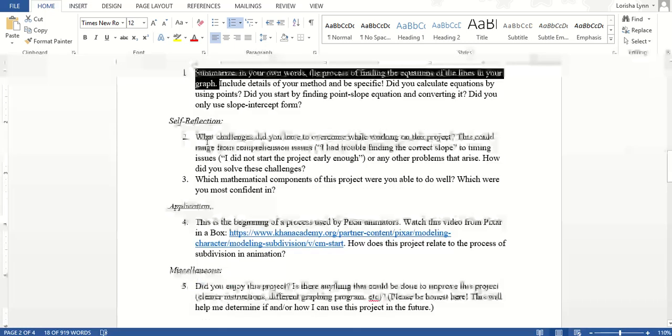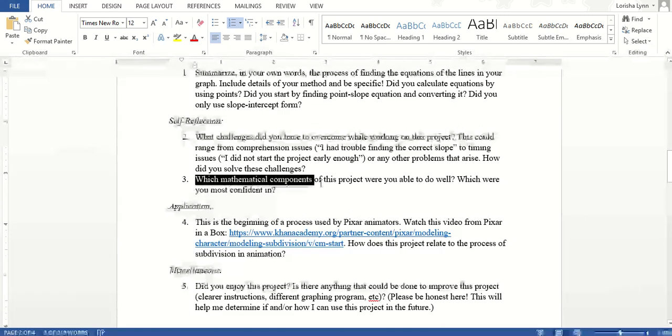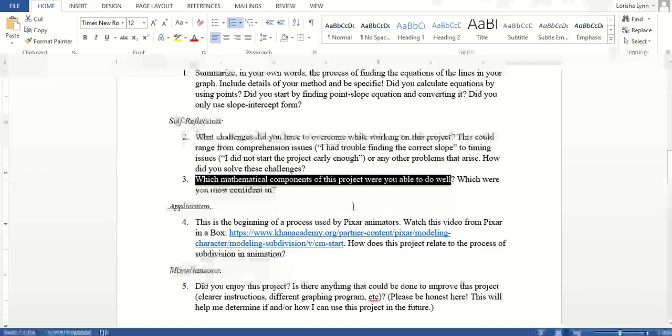All right. You're going to say what challenges did you have to overcome while working on this project? So it could be challenges with the math, like I just had trouble finding the slope. It could be challenges with the project in general, as in I did not start the project early enough. And then how did you work through these challenges? I want to know which mathematical components were you able to do well? Which ones do you feel really confident in?